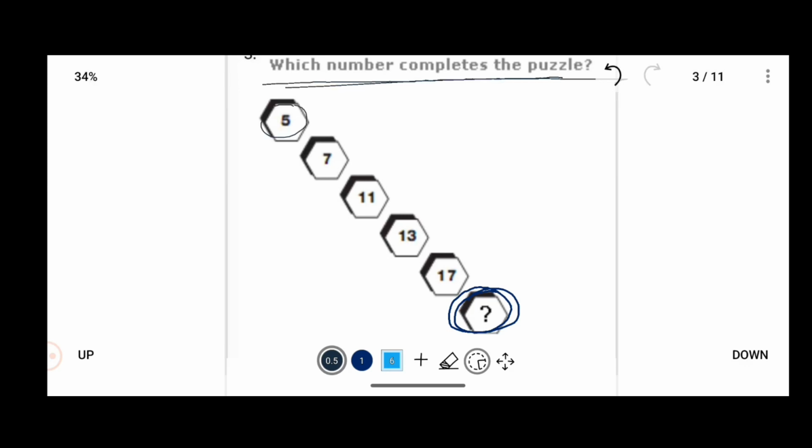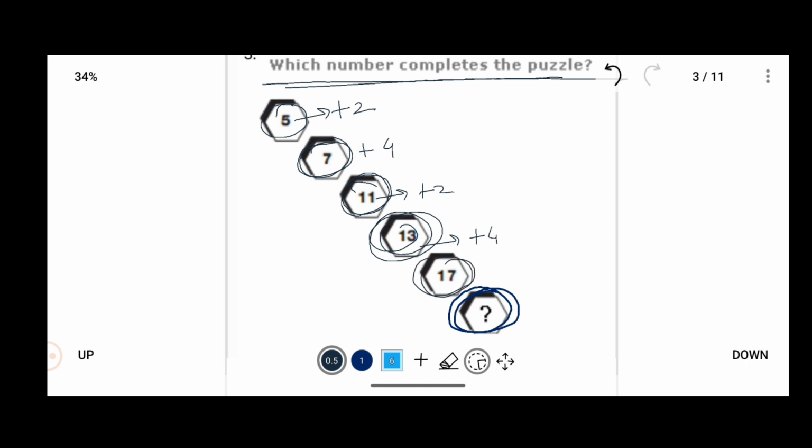See, initially we are at 5, add 2 to it. So it will be what? 7. Now we are at 7, add 4 to it. What will it be? It will be 11. Now again add 2 to it. So what will it be? It will be 13. And now again add 4 to it. What will it be? It will be 17.